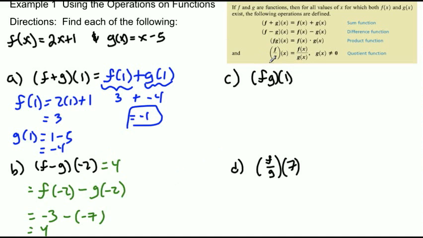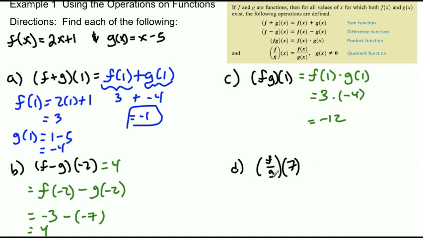I'm coming over here. We're multiplying then. So it's f of 1 times g of 1. Okay, so I'm using this right here. f of 1 is 2 times 1, 2 plus 1 is 3. So this would be 3 times g of 1. So that's, if you just plug in 1 minus 5, which is going to be negative 4. So that means we get negative 12. Cool beans, so not too bad here.